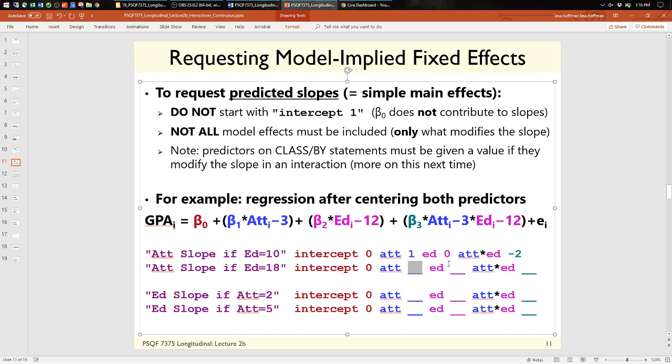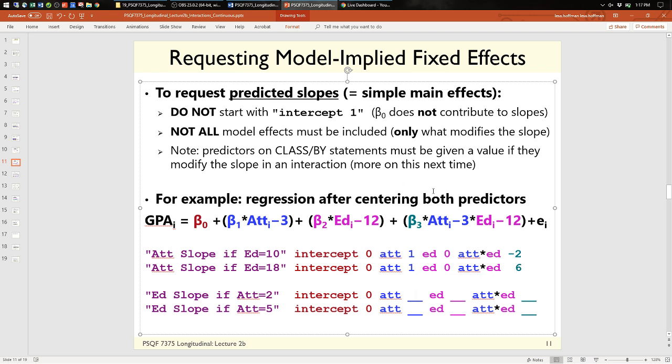Next one, what goes here? If now we want it for education equals 18. Still be 1. Still be 0. And what goes here? 6. So you guys are good at this.